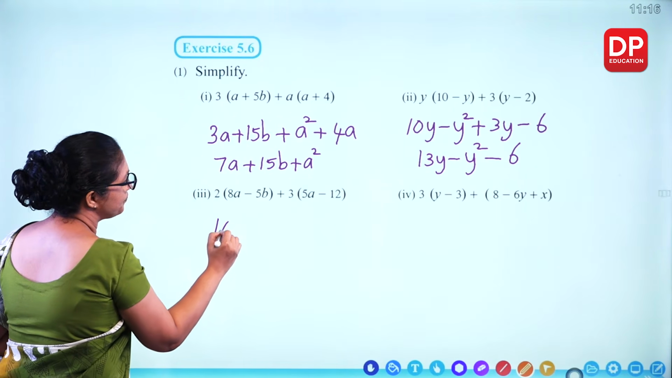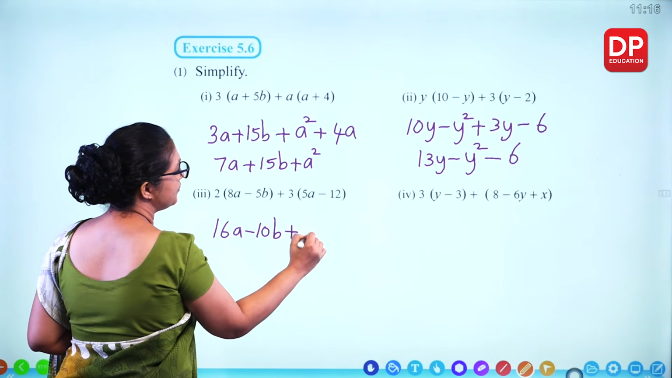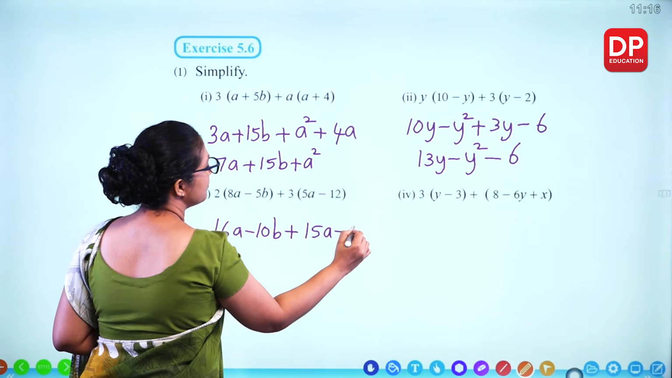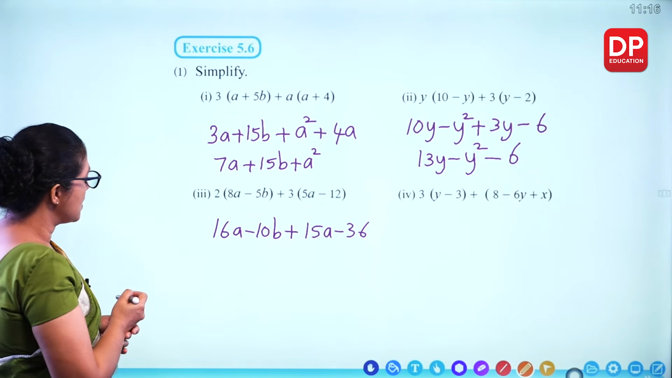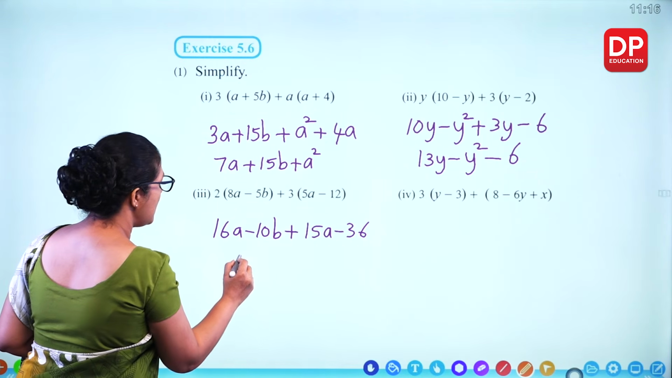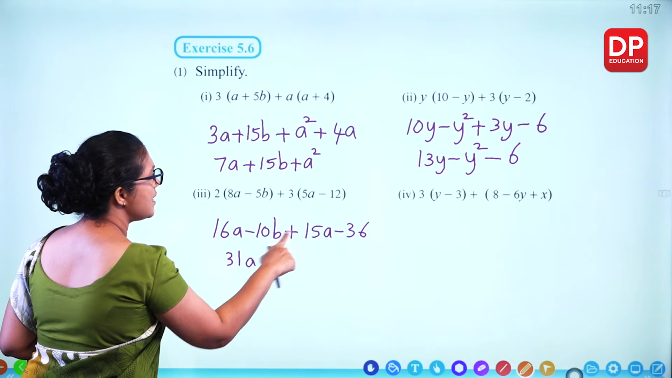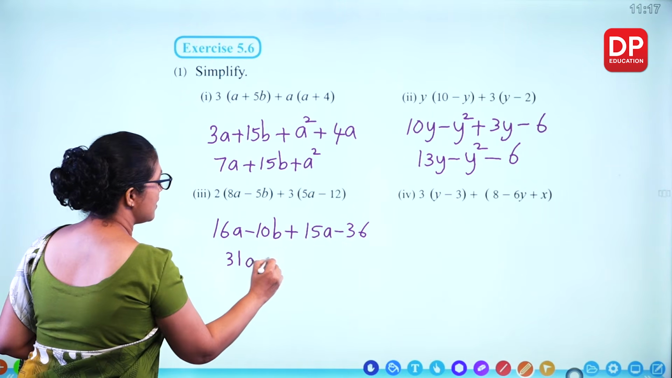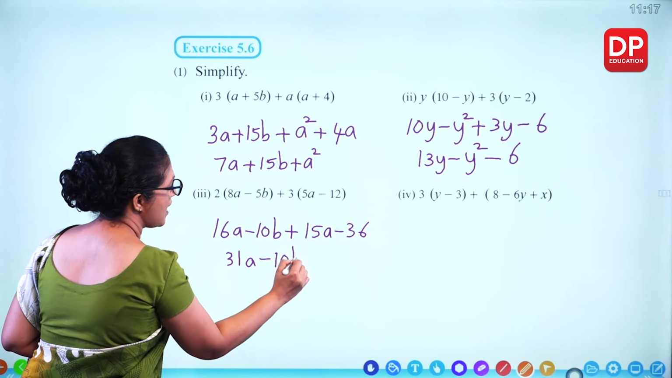Multiply by 2. Multiply by 3 here. Now add like terms. 16 and 15, 31a. Minus 10 and minus 10b here, minus 36. You have to write as it is.